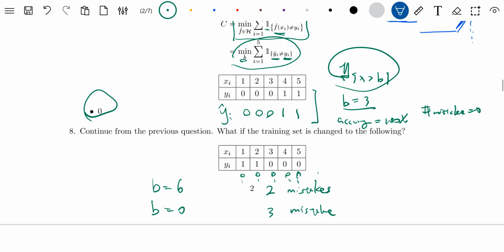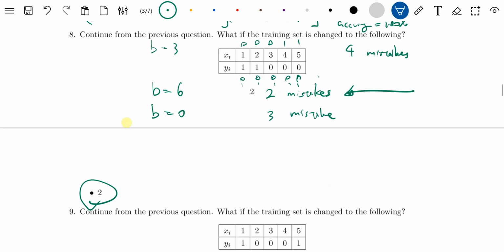Comparing these two, of course, you can try other numbers. You can try 3. If b is 3, then it's classifying these as 1, these as 0. So there are 4 mistakes. Of course, this one is the smallest. We want to minimize the number of mistakes, so the answer is 2.